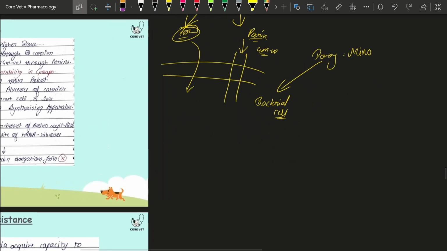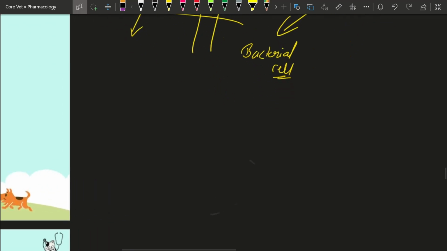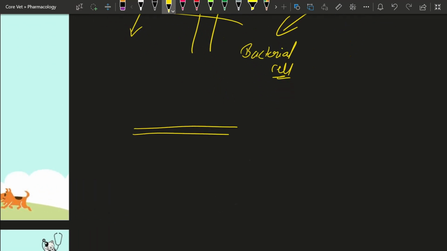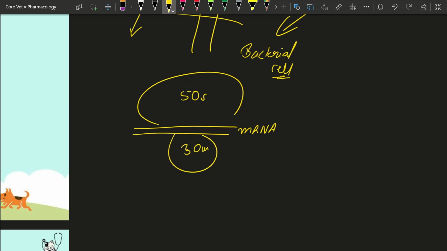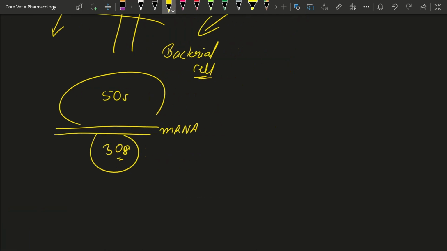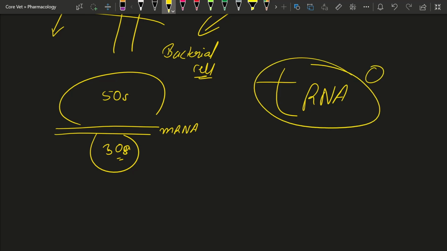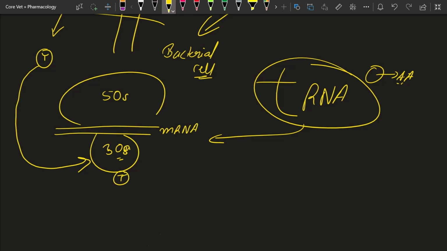Okay, so after entering the bacterial cell, what will they do? Consider this is your mRNA, right? This is your 50S unit, this is your 30S unit, right? Now we all know that there is a tRNA which will bring the amino acids to this ribosomal complex for the synthesis of protein, right? Now what happens is, tetracycline is going to bind to the 30S unit, right? When tetracycline binds to this 30S unit, what will it lead to?